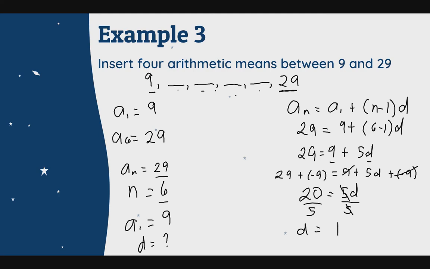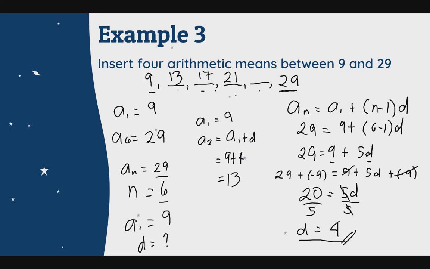Very good. Now, since we have the common difference, we can now add it to our first term to get the second term. So, our a sub 1 is equal to 9. A sub 2 is equal to a sub 1 plus d. So, that is 9 plus 4, which is equal to 13. The very same way, we will just add 4 to our second term to get the third term. So we will have 17. Now, what do you think is the value of a sub 4? Very good, 21. And the a sub 5, or the fifth term, is 25. Very good. So that's how you find the arithmetic means of our arithmetic sequence.